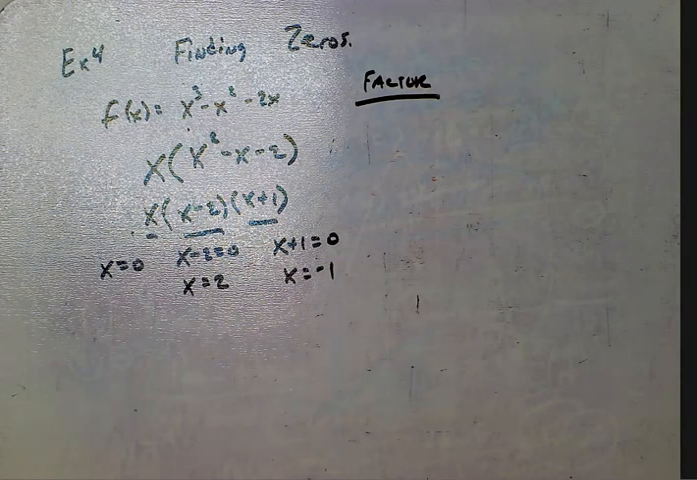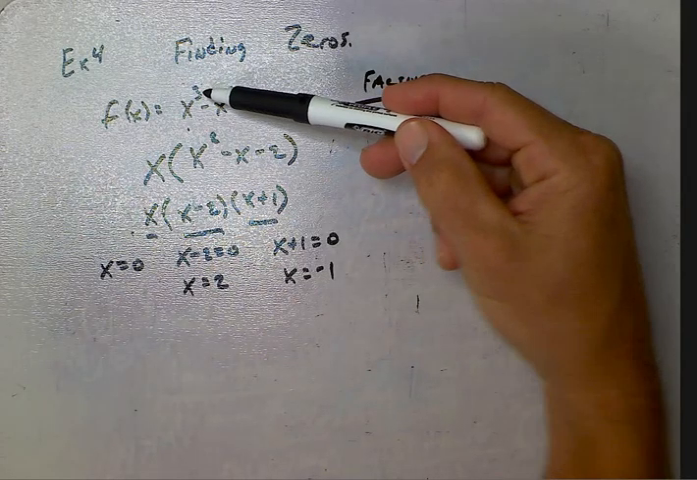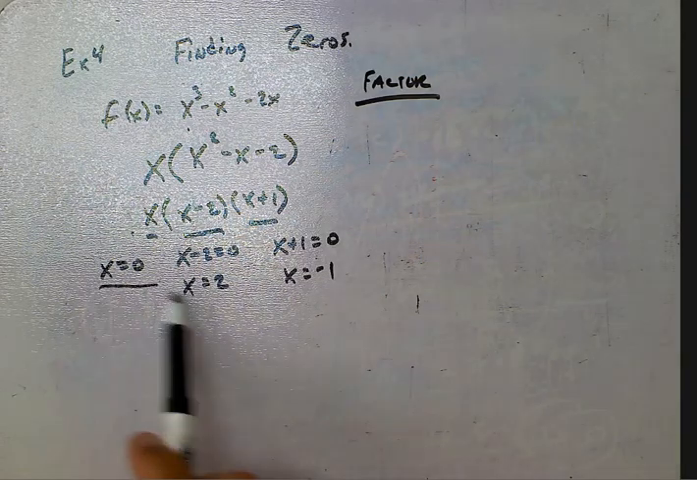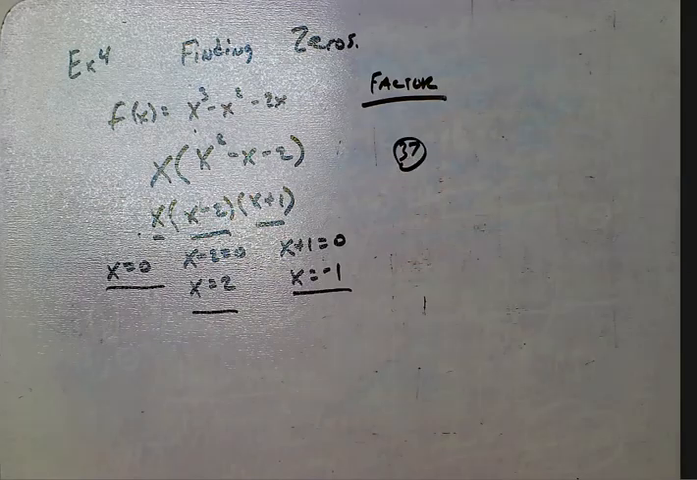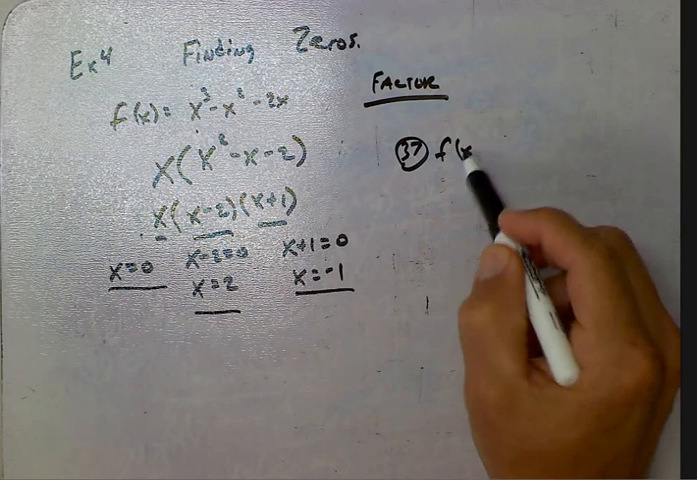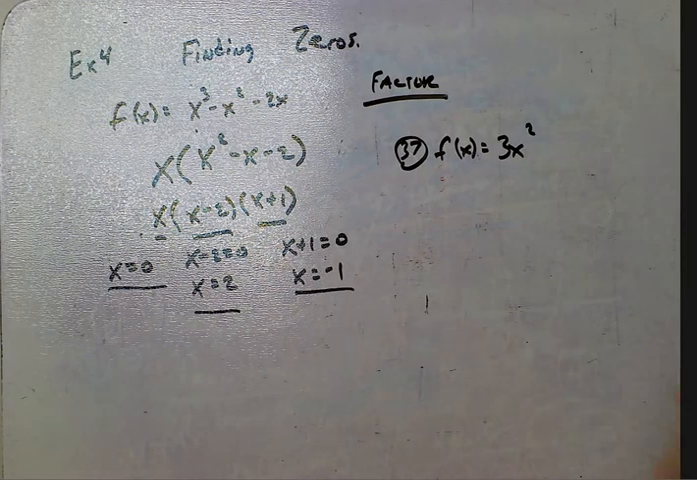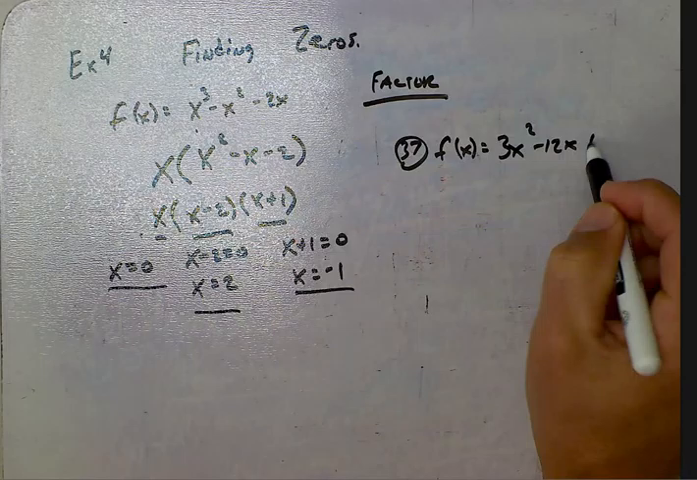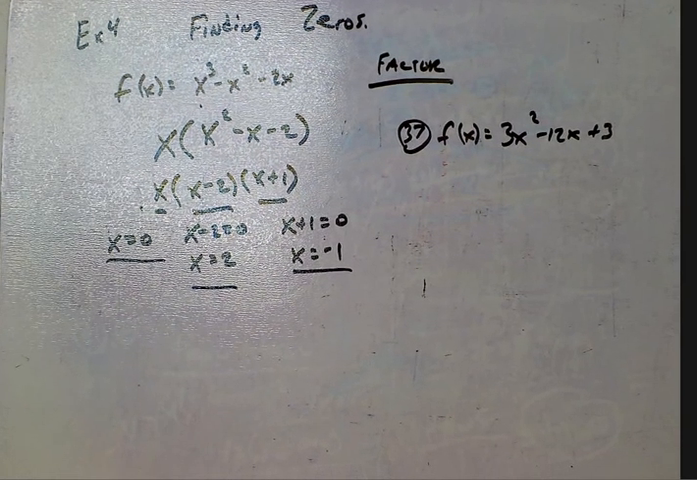I know I'm finished, since my degree is x to the third, I should come up with 3 possible answers for x. And there they are right there. Okay, I want you to go ahead and try number 37. Number 37 says f of x equals 3x squared minus 12x plus 3. Press pause so you can come back and see if you can find the answers.